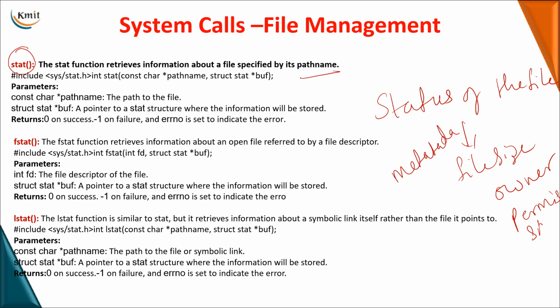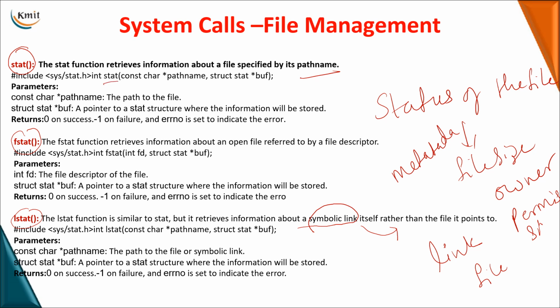If you want to know the status information of a particular file specified by its path, then we use a function known as stat. If you just want to know the status information of a file which is being opened by the user, and you are performing some operation on it, we use fstat. And if you want to retrieve the information of a symbolic link itself, rather than the file it is pointing to, in that case we use lstat. It is nothing but link status. In any of these cases you are just getting the status information.